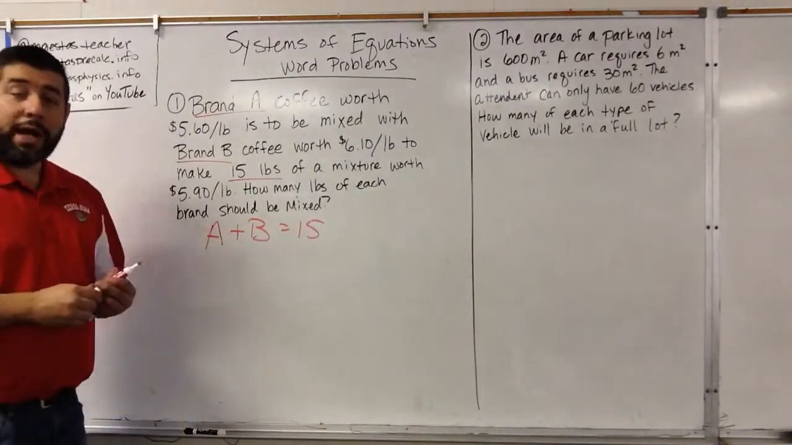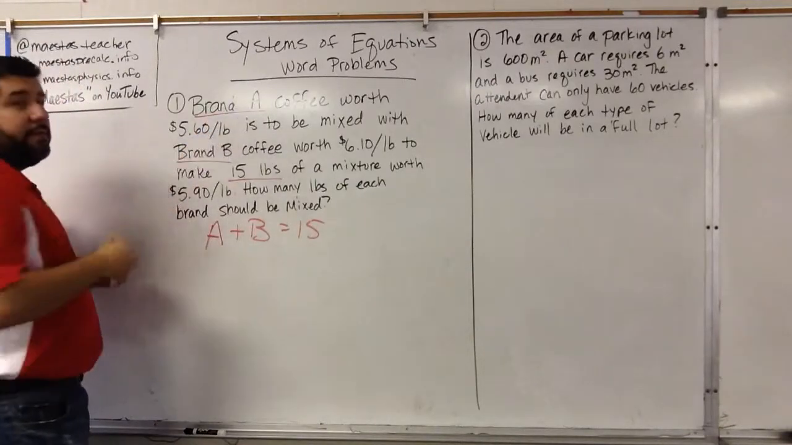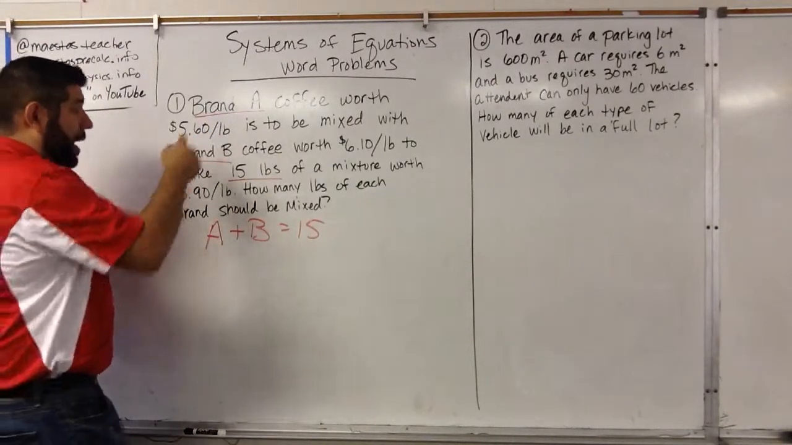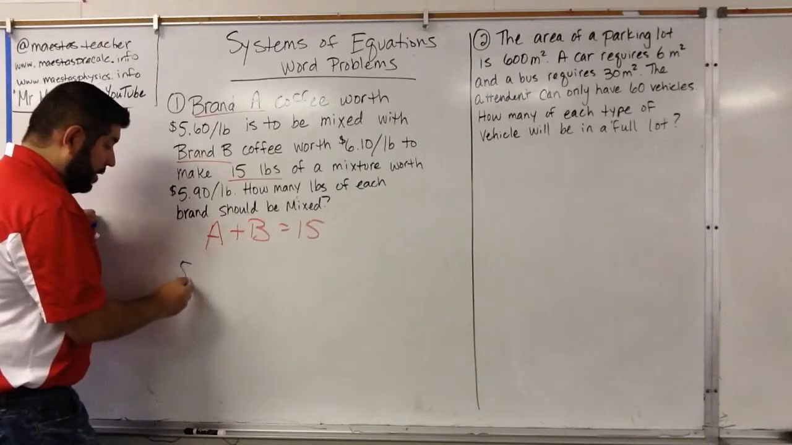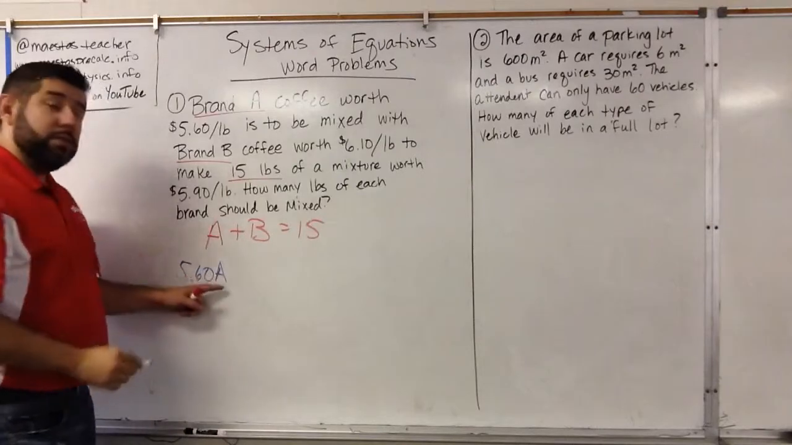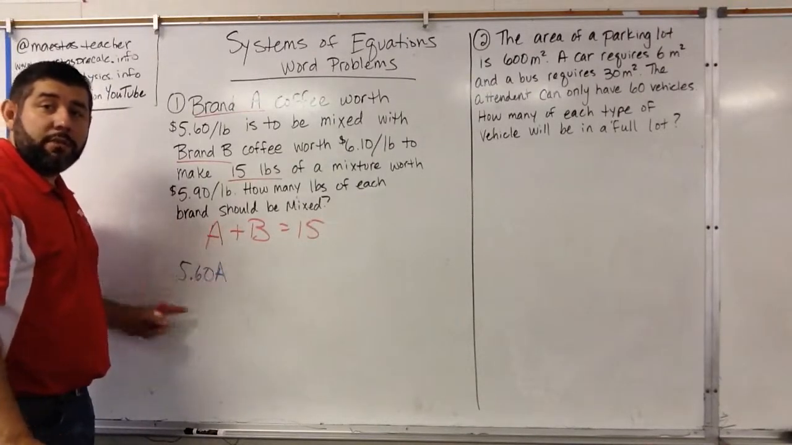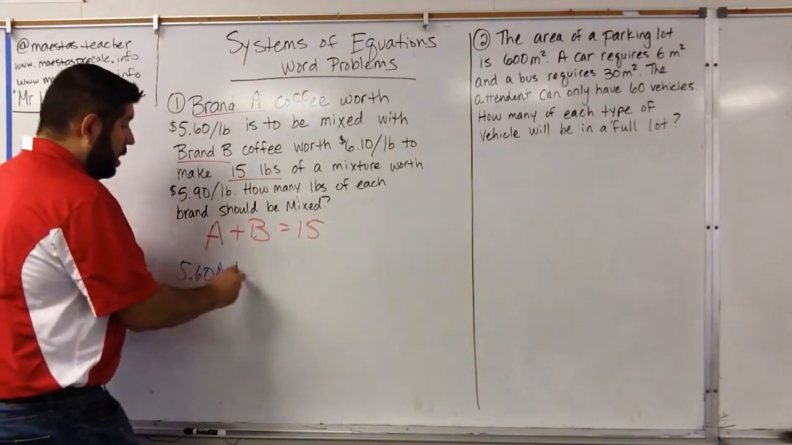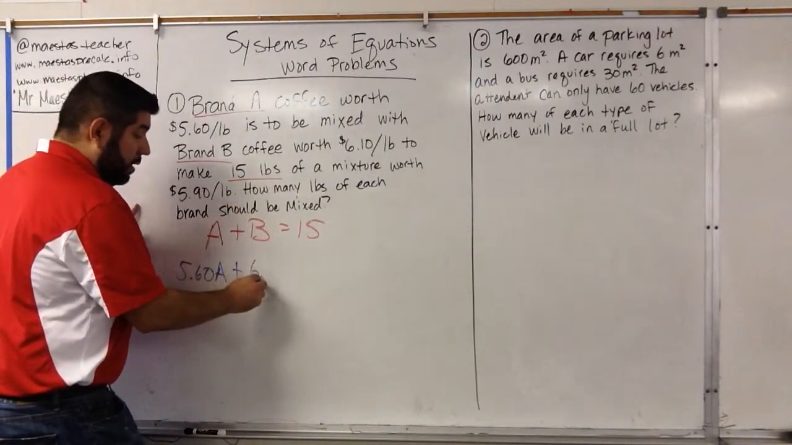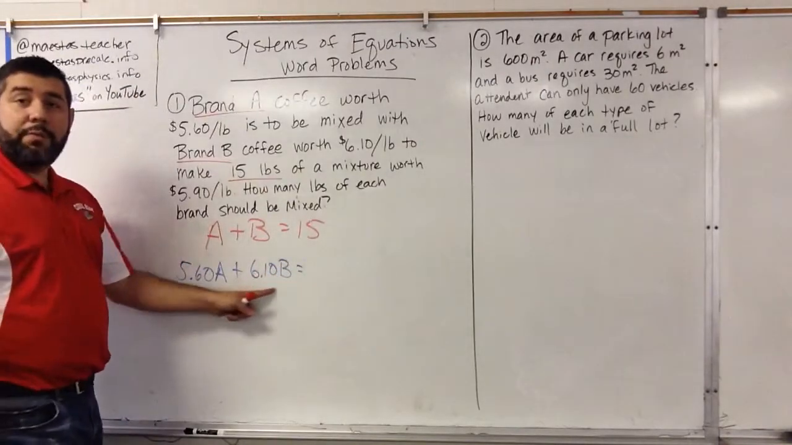Then we're going to look at the price. Brand A is $5.60 per pound, so if I take $5.60 and multiply by the number of pounds we have for A, I should get the total cost for A. And same thing with B, it gives us the total price for B.